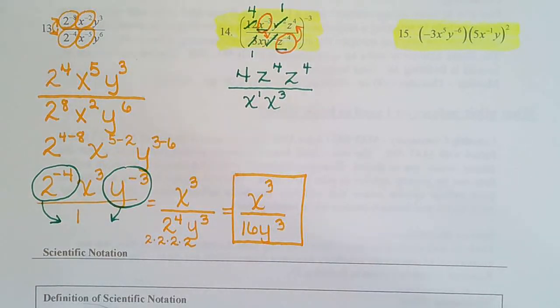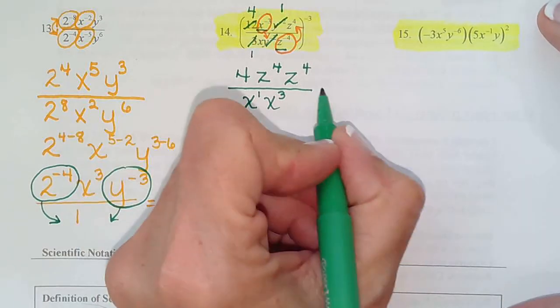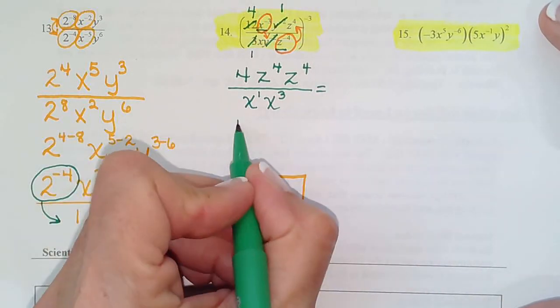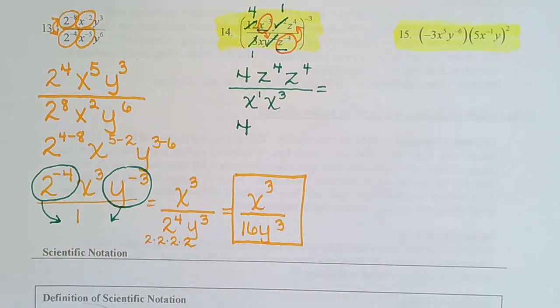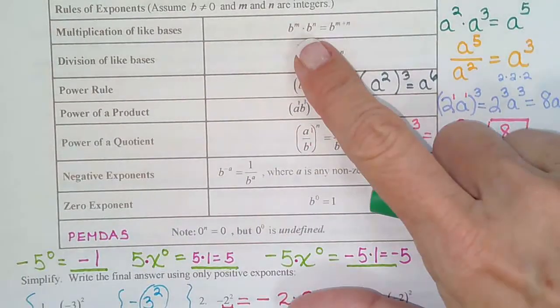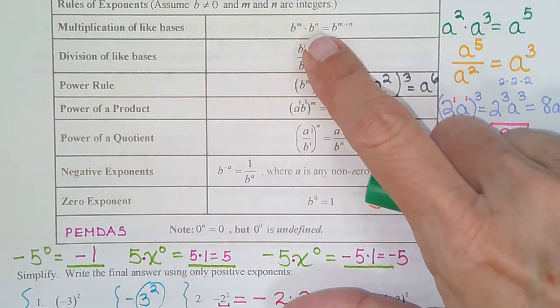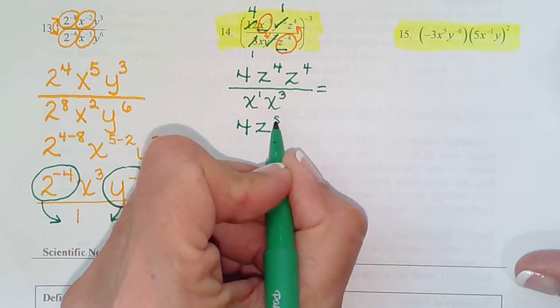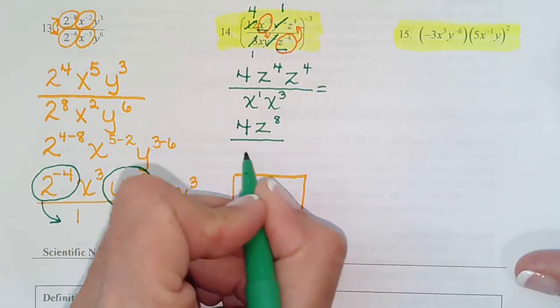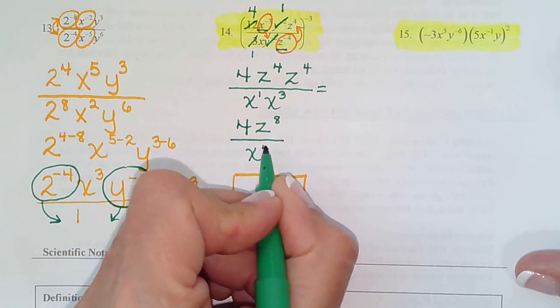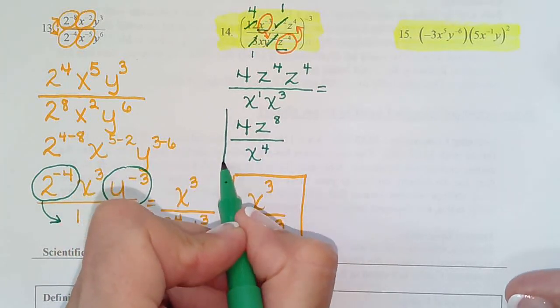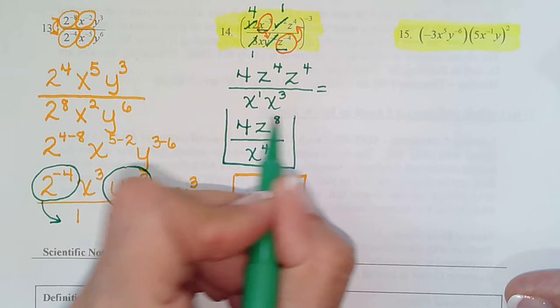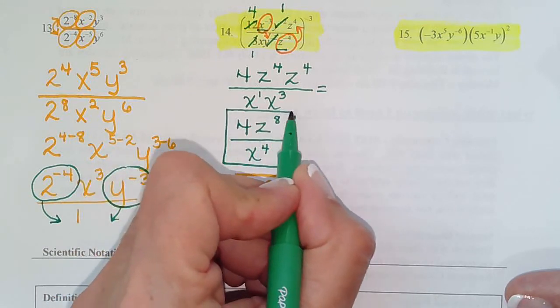So now we have a really simple problem. So the answer is going to be 4. What do we do in multiplication? We'll look at page 1. In multiplication, we keep the base the same and add the exponents. So that would be 4z to the 8th over x to the 4th. Done. So that looked like a lot more complicated problem than it actually was.